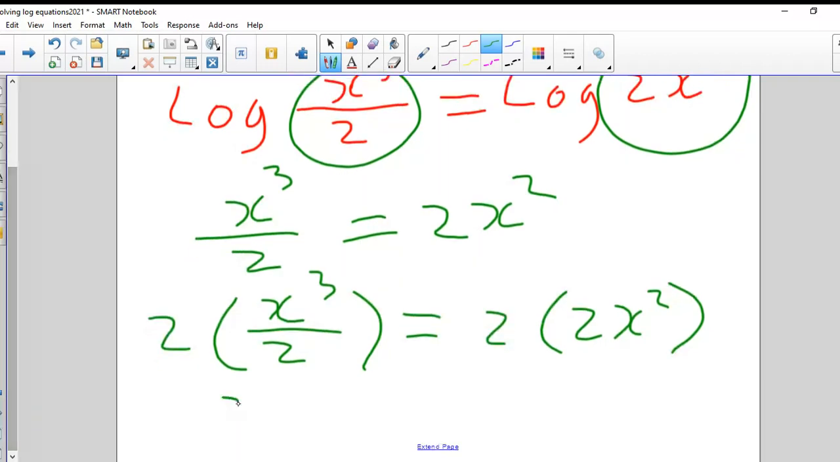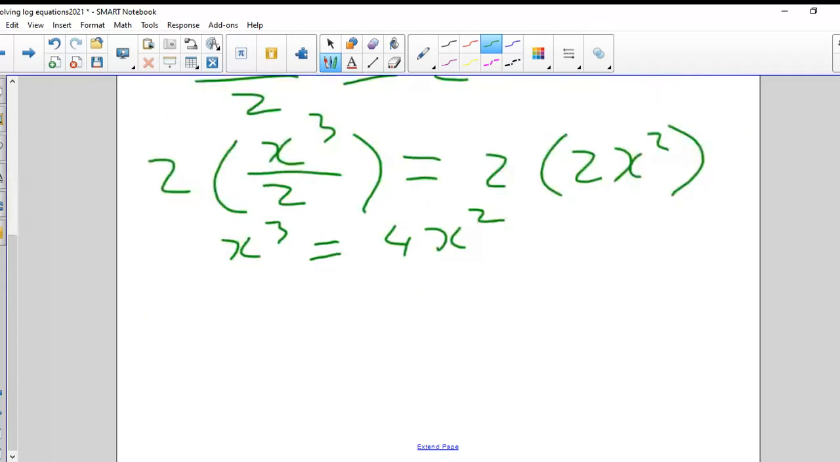So now I have x cubed equal to, remember, this is 2 times 2x squared, so that's actually 4x squared. It's okay for me to multiply this 2 times that 2 to give me 4x squared. I'm not squaring it; it was 2 times x squared. It's 2 times 2 times x squared, so it's okay for me to put 4x squared there. All right, how do I solve this now?